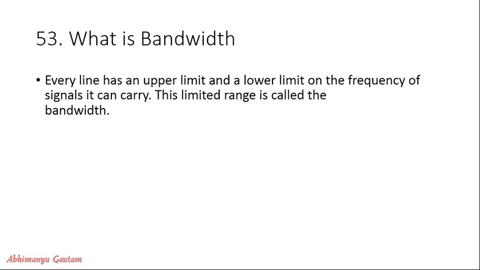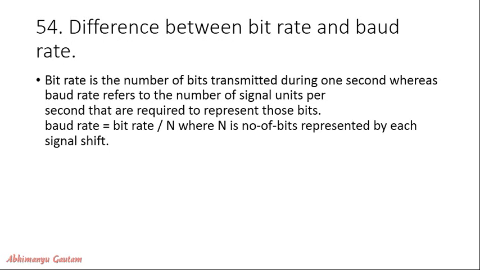What is bandwidth? Every line has an upper limit and a lower limit on the frequency of signals it can carry. This limited range is called bandwidth. What is the difference between bit rate and baud rate? Bit rate is the number of bits transmitted during 1 second, whereas baud rate refers to the number of signal units per second that are required to represent those bits. Baud rate equals bit rate divided by N, where N is the number of bits represented by each signal shift.